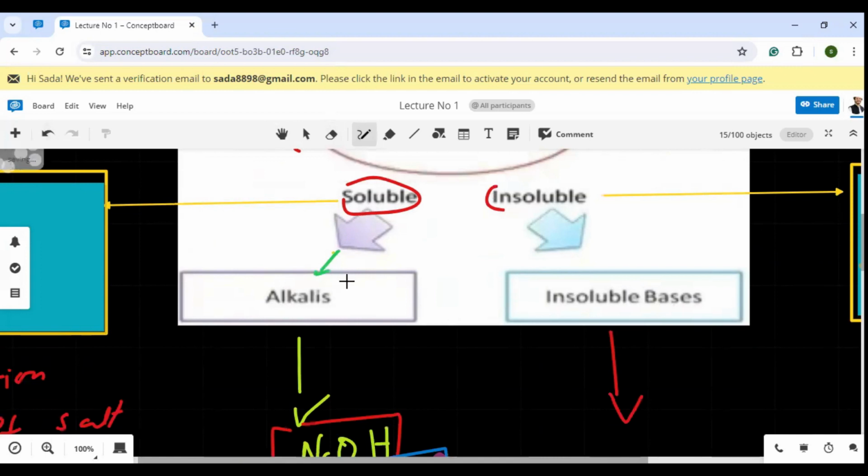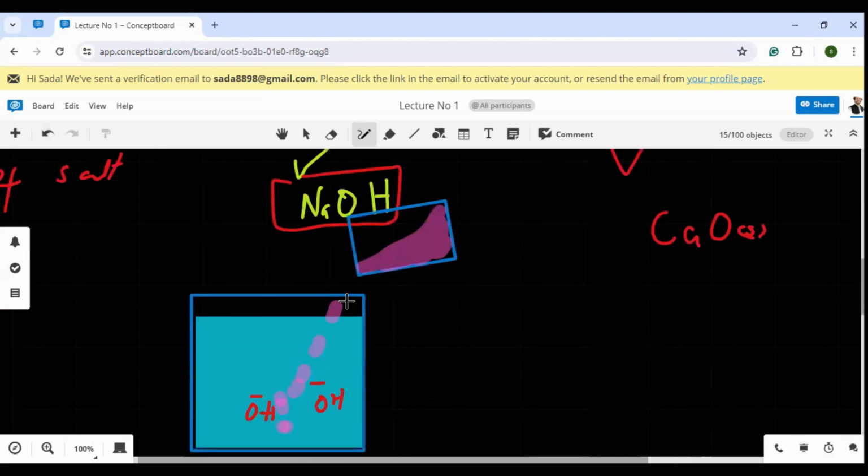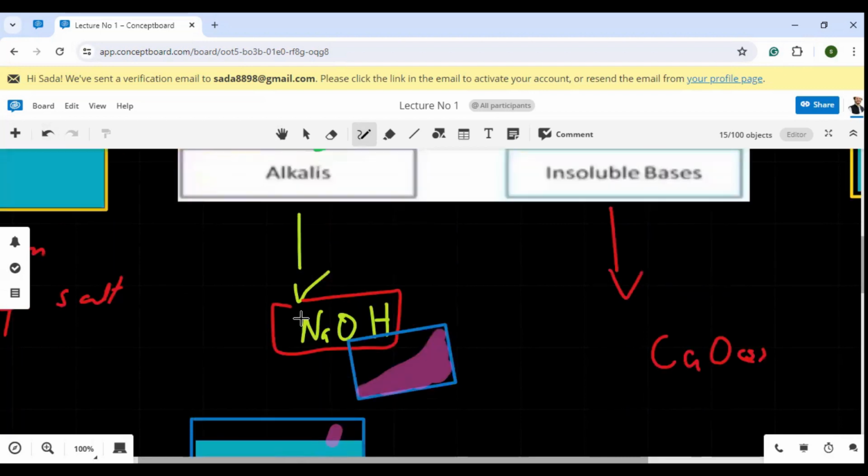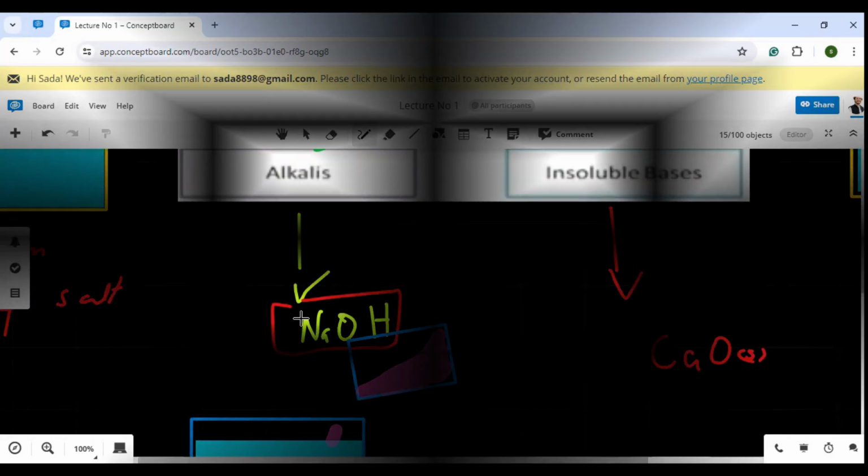Soluble bases are called alkalis. Insoluble bases are also a type of base, but they are not able to dissolve in water. When we add them to water, we do not get any kind of solution. But in the case of alkalis, when we add them to water, we get a solution. For example, sodium hydroxide. When we add sodium hydroxide into water, it forms an alkaline solution.